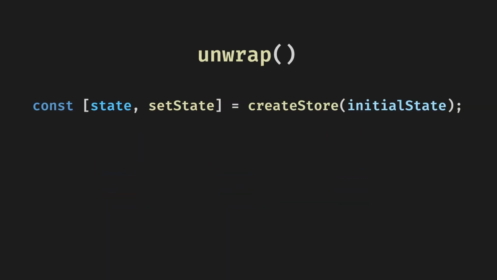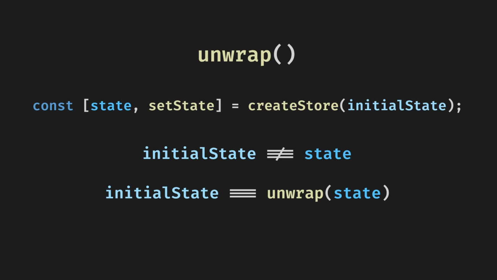When you create a store, the getter is not the actual value but a proxy to the value. You can still use that in your application, but if you want the raw data without the proxy, you can use unwrap. Now a question might arise. Why do we have to suffer having a separate getter from a setter? Well, you don't need to suffer because Solid's got you.